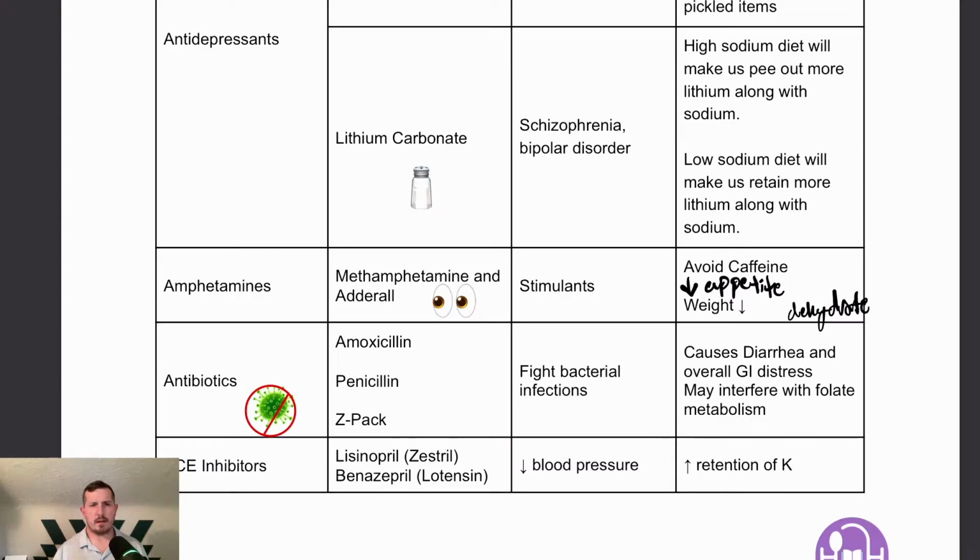It's really cool. Okay, antibiotics like amoxicillin, penicillin, a Z-Pak, they're used to fight bacterial infections of all kinds. Big thing though, biotic, kills bacteria. Well, I have bacteria in my body that's actually beneficial. Where is it located? Hmm. Well, in my intestines, of course, right?